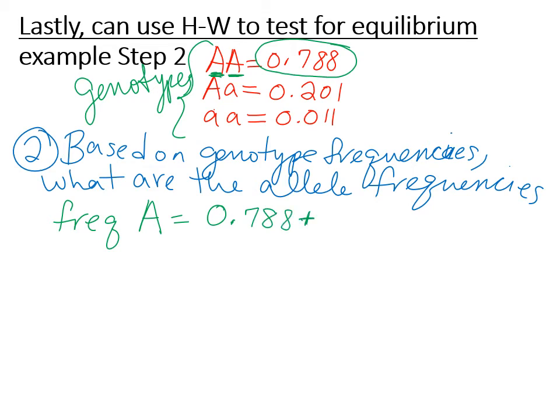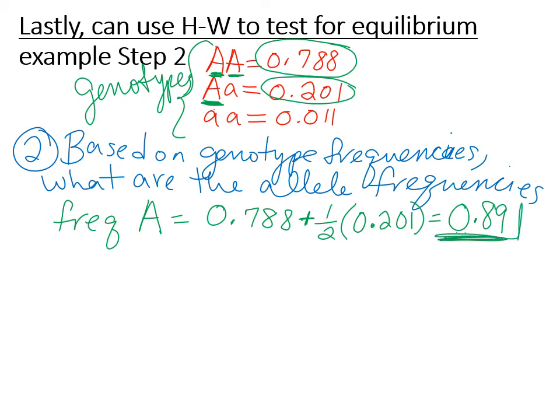plus, where else do we see it? The second number, but it's only half of that. Our dominant allele only represents half of that genotype frequency because the other half is the recessive allele. So we say plus one half of our heterozygous frequency. And that should give you 0.89 frequency of allele capital A. So we circle, star, highlight that number, that's for capital A.